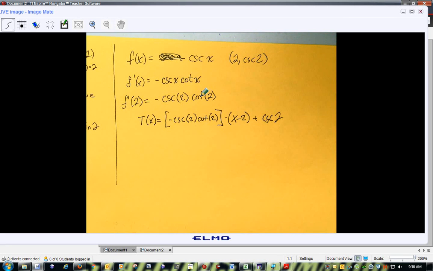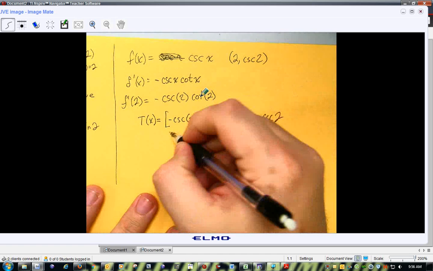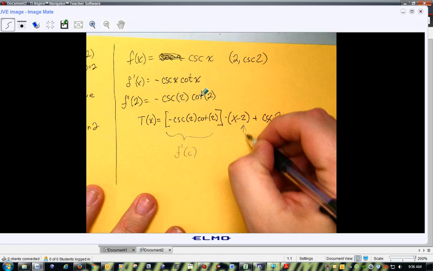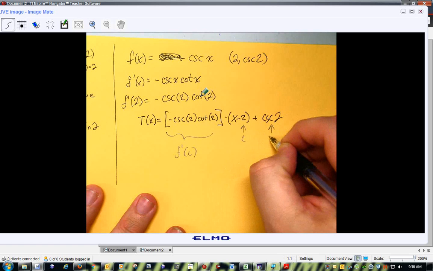Alright, first off, is that okay? Just take the derivative and then just build the function based off of it. Remember, this guy's your f prime at c, this is your c, this is your f of c.